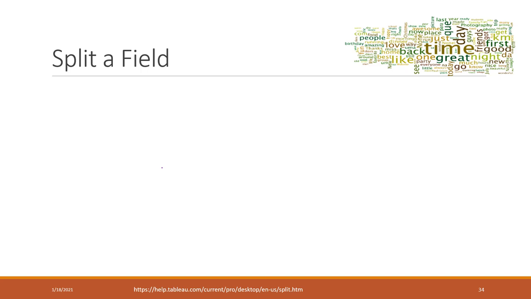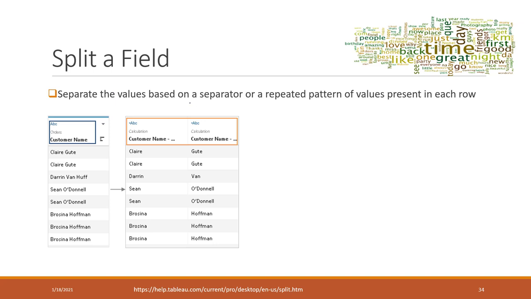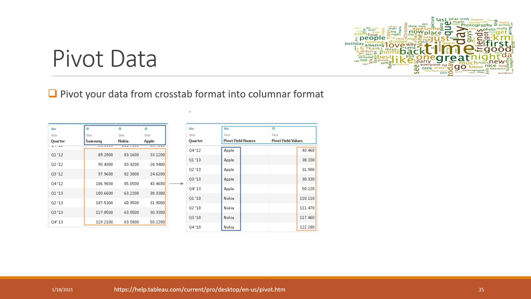Okay, we can split a field. That means we can split a field based on a separator. In this example, you have a customer name, and if you want to split the first name and last name, we can split based on the space. Okay, so that is the split operation. We can also pivot the table. Pivot means we can convert the table from the row format into the column format. Okay, so that is easier for analysis, and we'll see another example later in the demo.